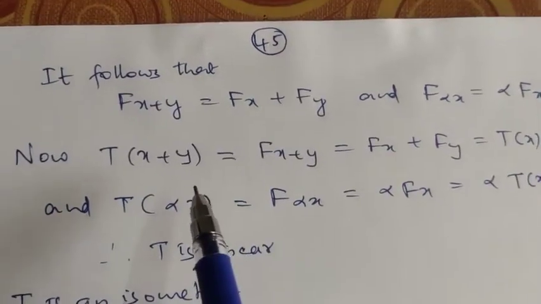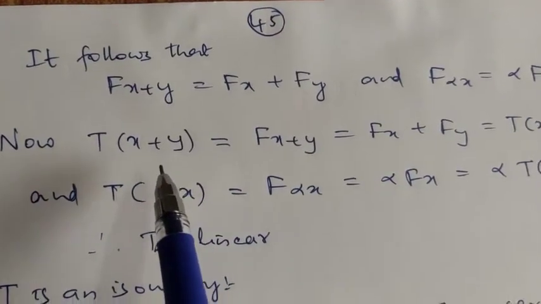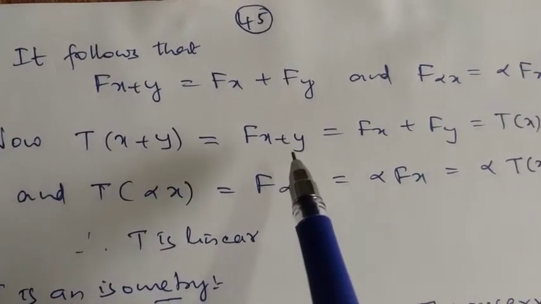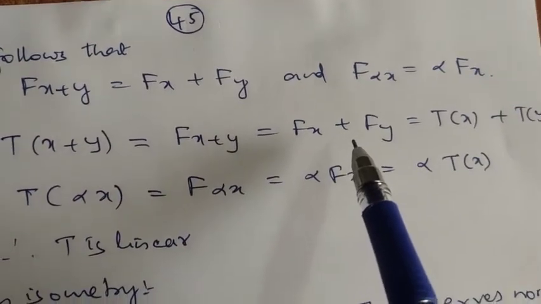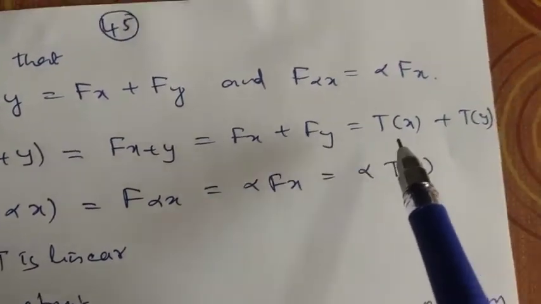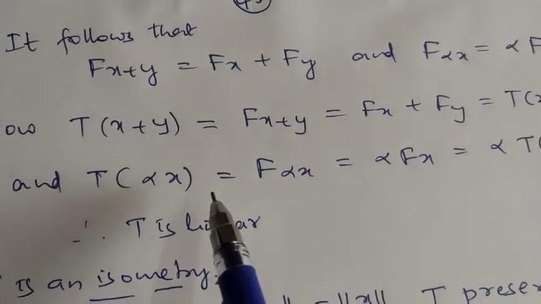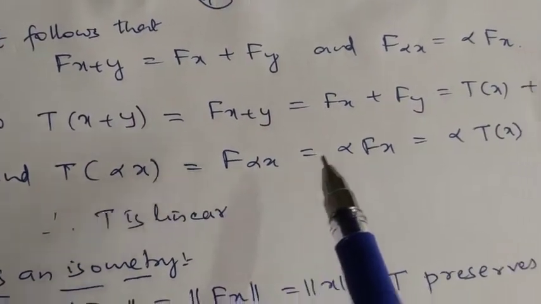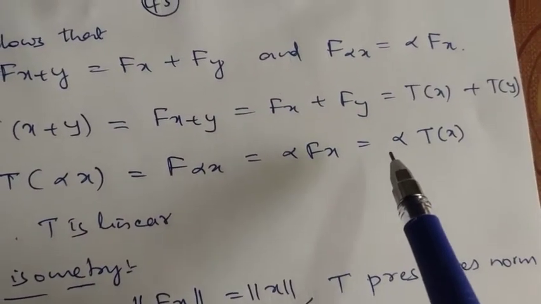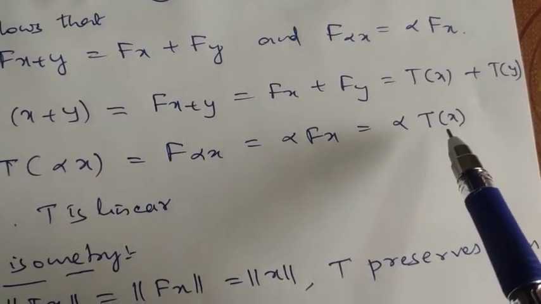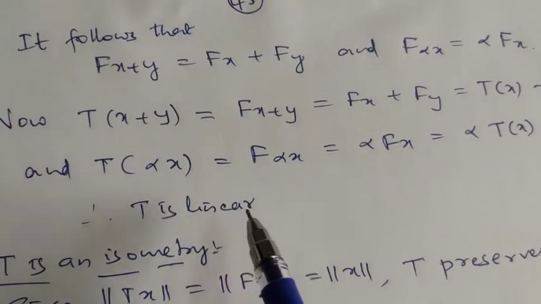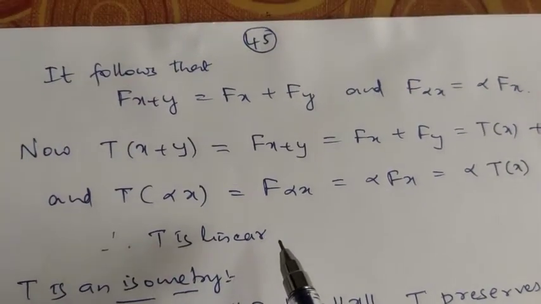Now let's come to T. Show T is linear. Now T of x plus y is what? It is F of x plus y, which means Fx plus Fy, which is T of x plus T of y. And T of alpha x is F of alpha x, so alpha times Fx. This is equal to alpha times T of x. Therefore T is linear. Okay, T is linear.